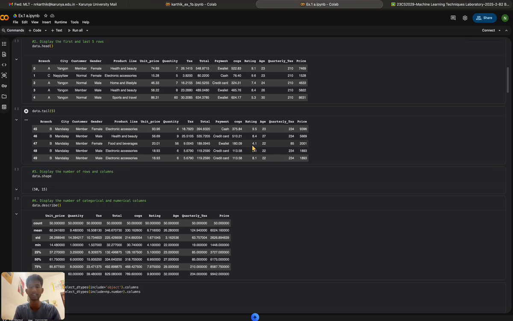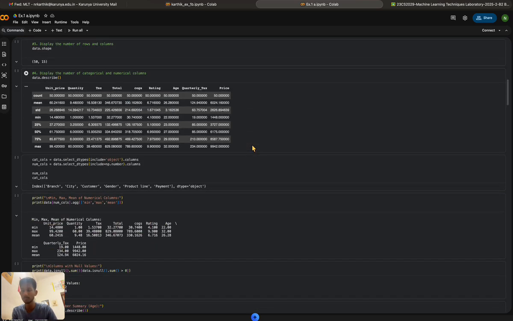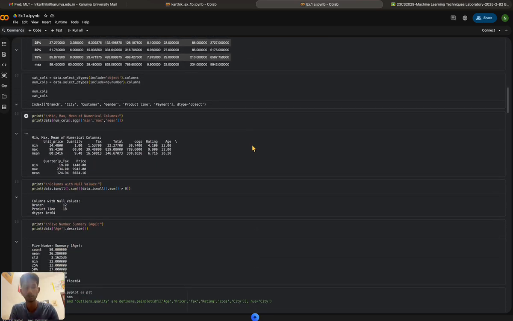And the fourth is data types. The select_dtypes function is used. It is used to separate the numerical and categorical columns. And the fifth question is about the statistical summary. We use min, max, mean and describe functions. The describe function tells the overall summary. Min, max and mean are used to find the minimum, maximum, and average values.